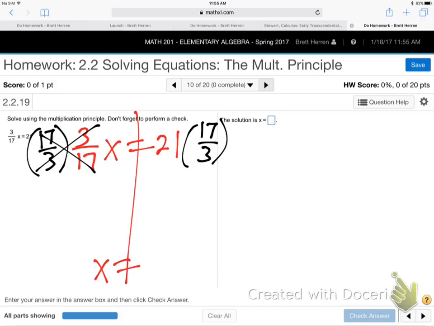Whenever a whole number, like 21, is interacting with a fraction, put it over 1 to make it look like a fraction. It'll make it easier for you. And then how do you work that out? Cross cancel. Remember how 3 goes into 21 7 times? And then multiply what's left over. 7 times 17, what is that? 119, thank you. 119 and we're done.